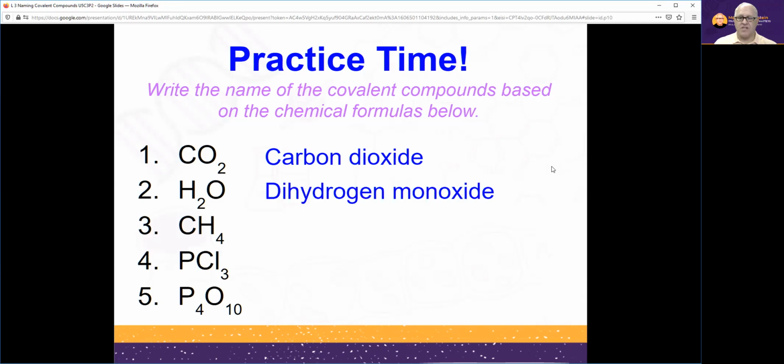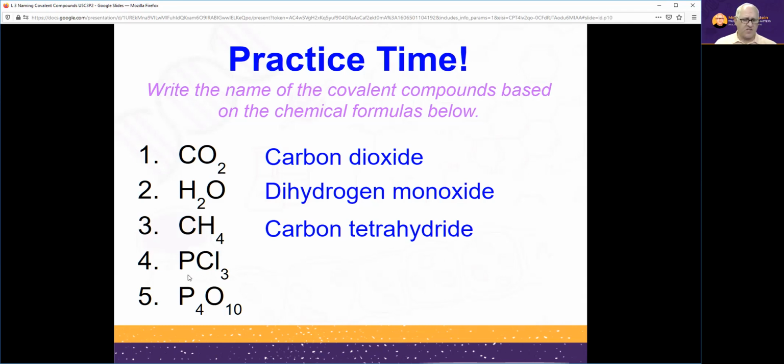Next one, H2O. This one's fun. Dihydrogen monoxide. Remember, you can use the mono on the second or the third element. CH4, carbon tetrahydride. Tetra for 4, hydrogen hydride. Remember, you add in the IDE ending at the end.